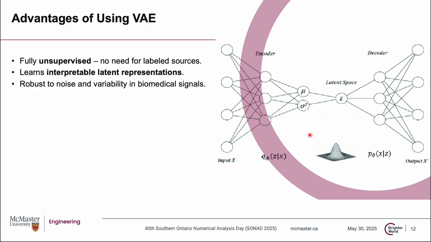So what are the advantages of using VAE? The most important thing is that it's fully unsupervised and it doesn't need any labeled sources, and it learns the latent space interpretably. And because it has a generative feature, it's very robust to noise and variability, so that if there are some small noises, it ignores them. And this image is also one more representation of what's happening inside a variational autoencoder.